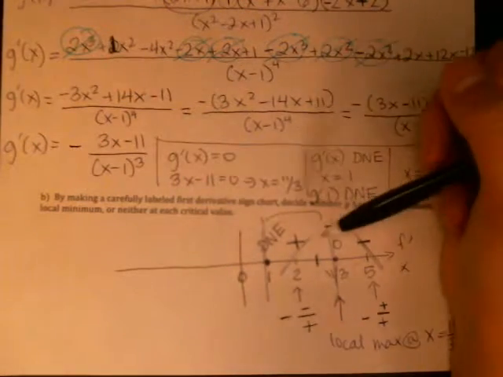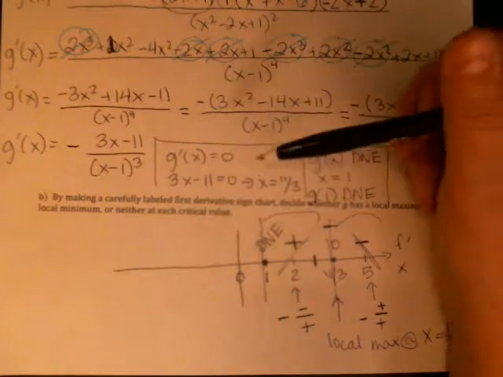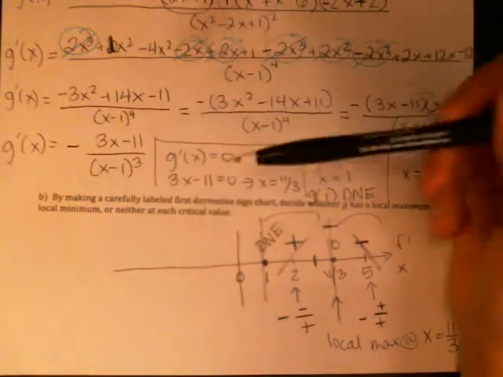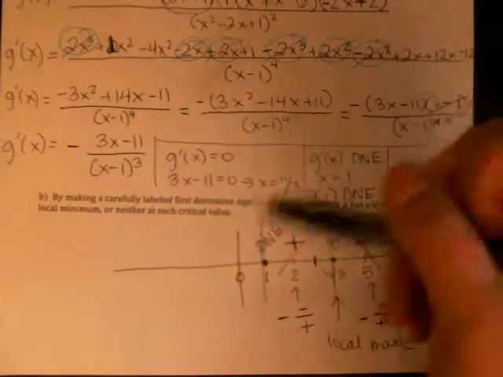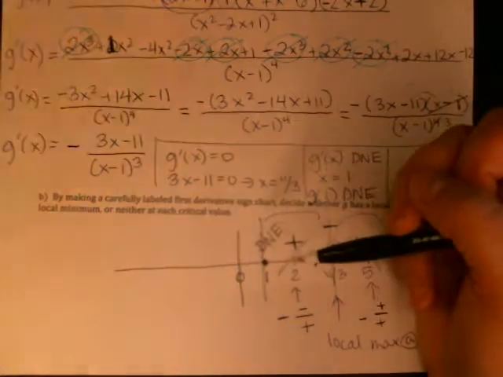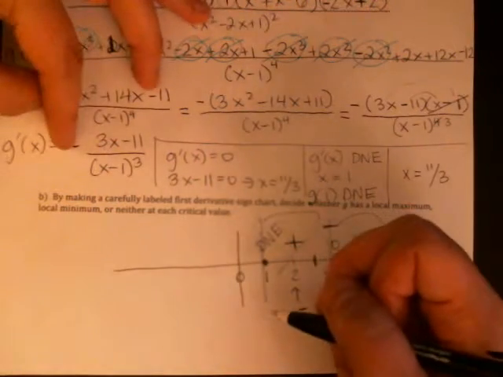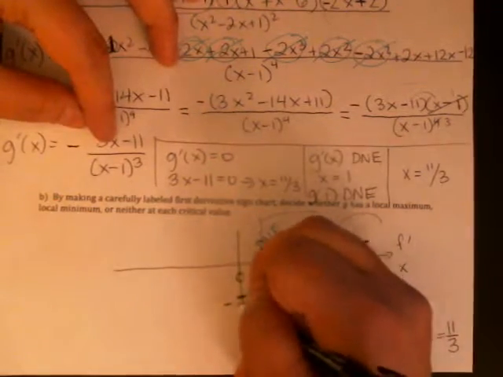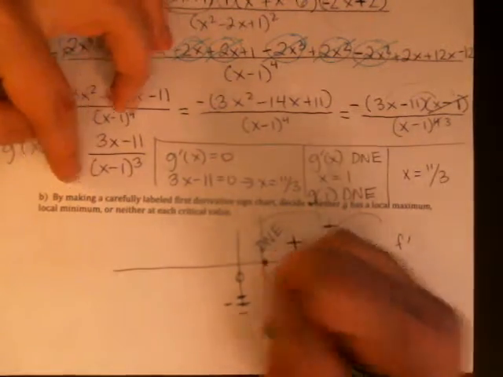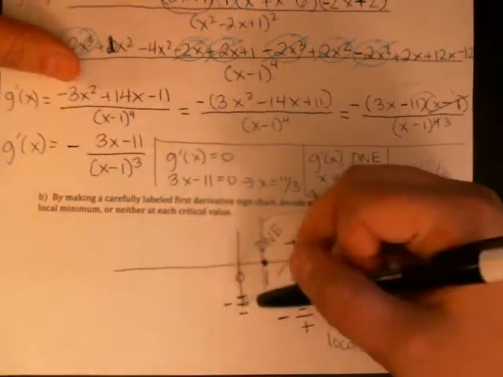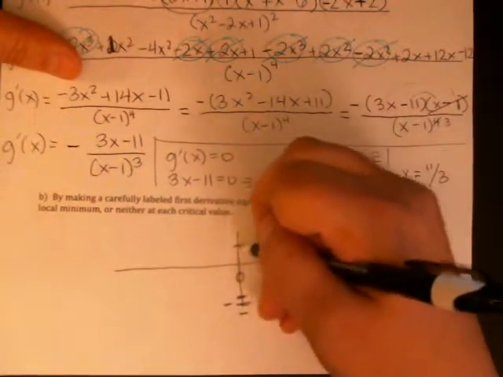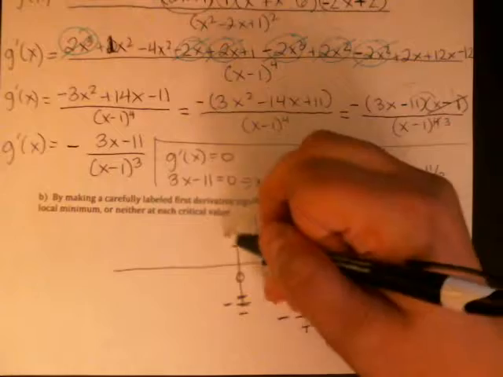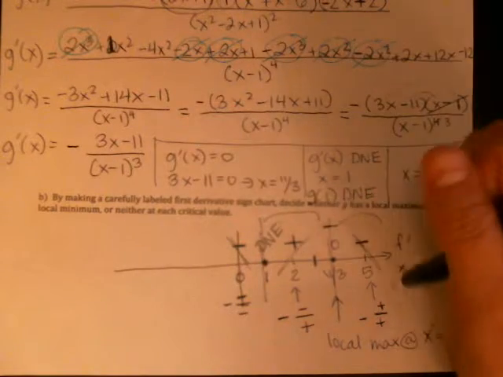We really didn't complete the sign chart. We don't need to for the first derivative test, but since it says to make a full sign chart, I'm going to go ahead and just plug in 0 to finish this off. So at x equals 0, I have the negative out in front, I get a negative 11 in the top, and I get negative 1 cubed in the bottom. So negative times a negative divided by a negative is negative. So this function decreases and then increases and then decreases.